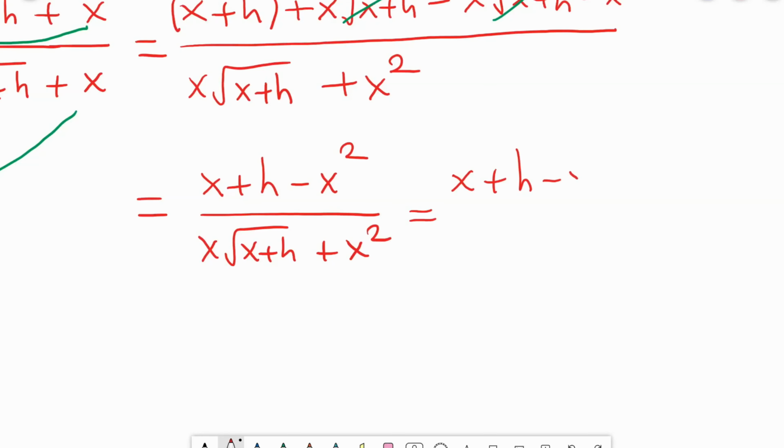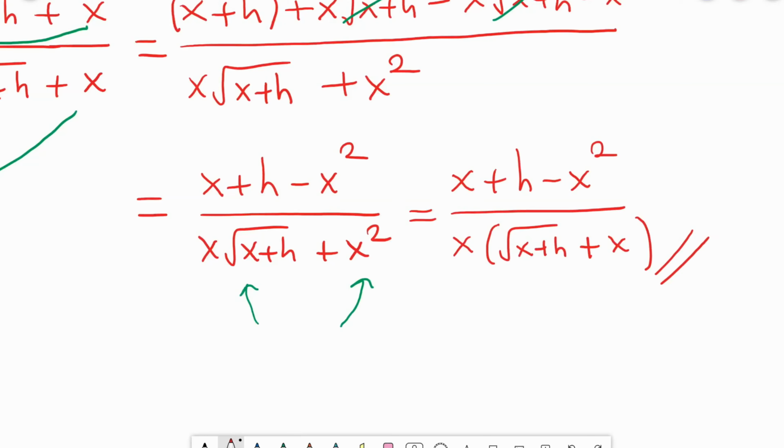So if you want to simplify this a little bit more, you're going to end up with x plus h minus x squared, because we cannot simplify the numerator because of the h. We cannot take x out. But over here, this expression has x, this expression has x, so I can take it out and leave it as root x plus h plus x. And that would be my answer.